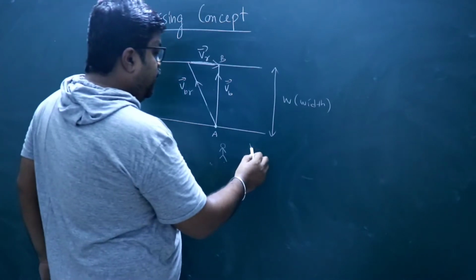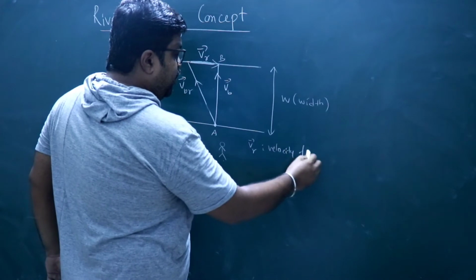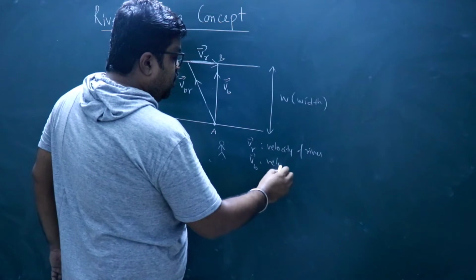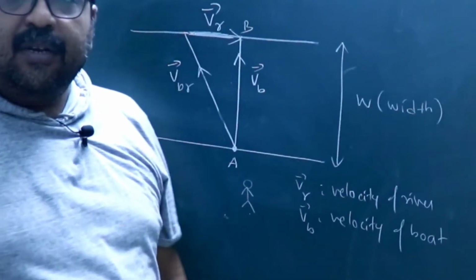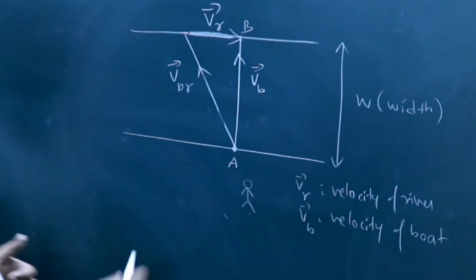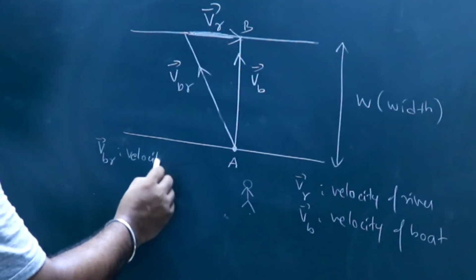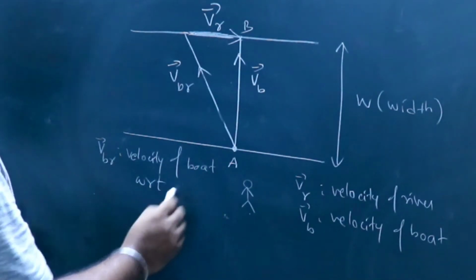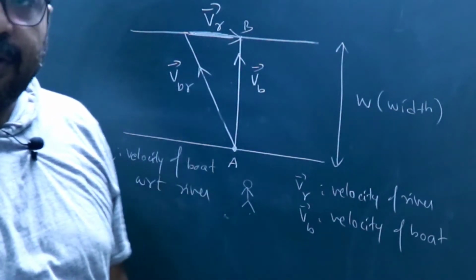So VR is velocity of river, VB is velocity of boat. These two velocities are with respect to the ground frame, the rest frame. This VBR is the velocity of boat with respect to river.